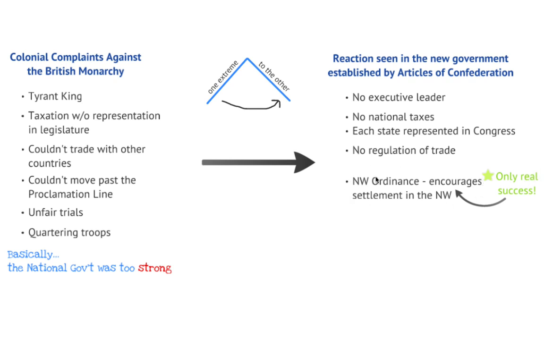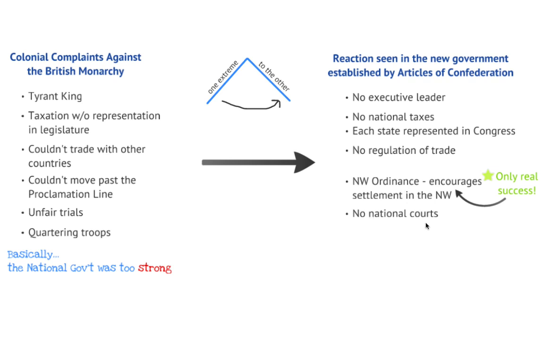So put a star by it and put only real success, because all the other things are going to be kind of failures. In response to unfair trials, there's going to be no national courts. So you see a trend here. There's no national executive leader. There are no national taxes. Each state's going to be represented in the National Congress, but the National Congress cannot regulate trade. There's going to be no national courts.